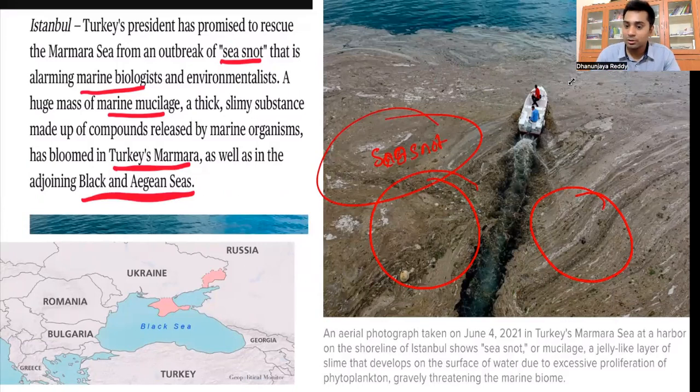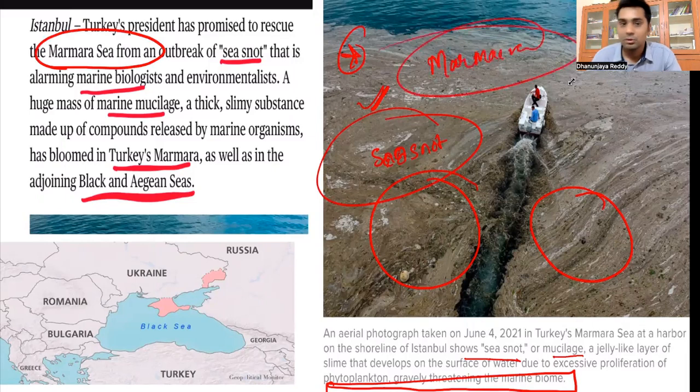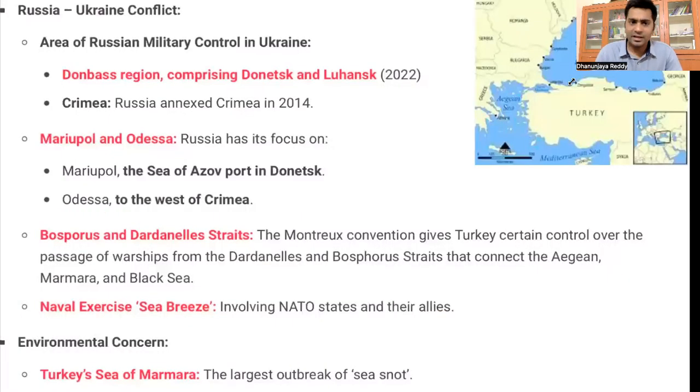Now what is sea snot? Sea snot is also known as mucilage, a jelly-like layer of slime that develops on the surface of water due to excessive proliferation of phytoplankton, gravely threatening the marine biome. Very, very important this year. They can ask this question: sea snot has been found in which sea? It is found in the Sea of Marmara. The Marmara Sea is suffering from this. So sea snot, Marmara Sea. Remember this.